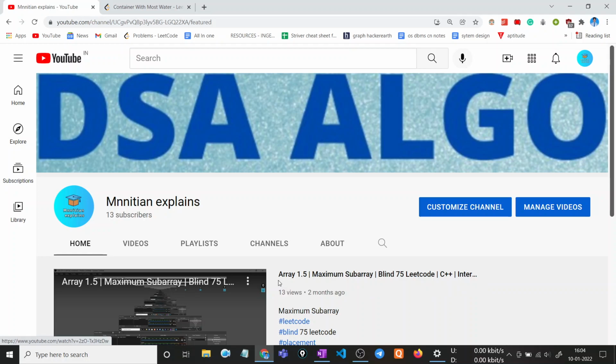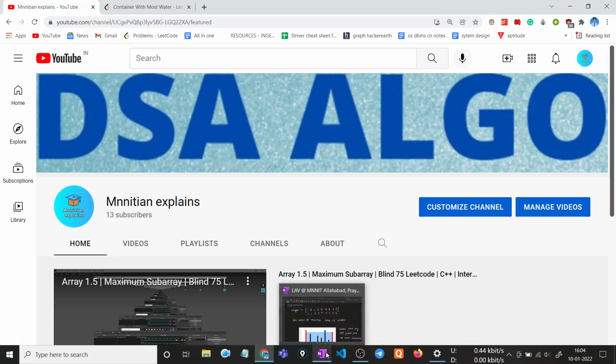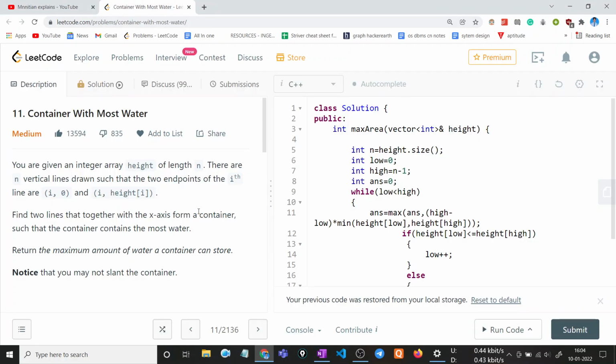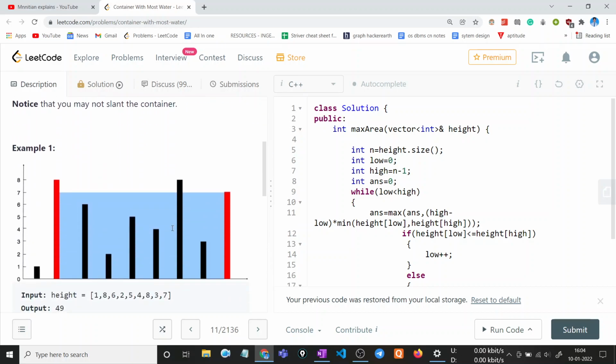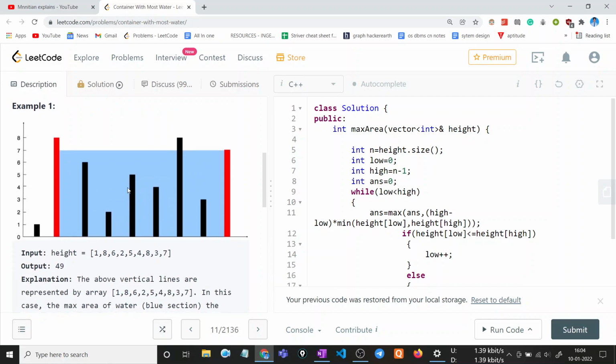So let's get started and jump to the problem, solve the problem first and then move to the solution. The problem name is Container With Most Water. You can see that there are various given heights, and you have to find the maximum area between the two sides.